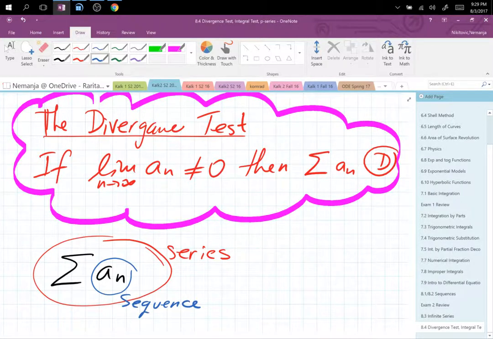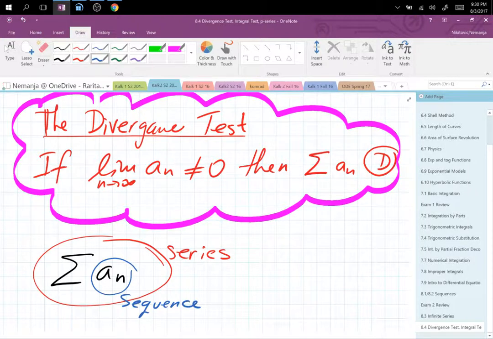If you get infinity, it diverges. If you get negative infinity, it diverges. If you get 7, it diverges. If you get 0, we don't know. We don't know if it diverges or converges. But if you get anything but 0, it definitely diverges.